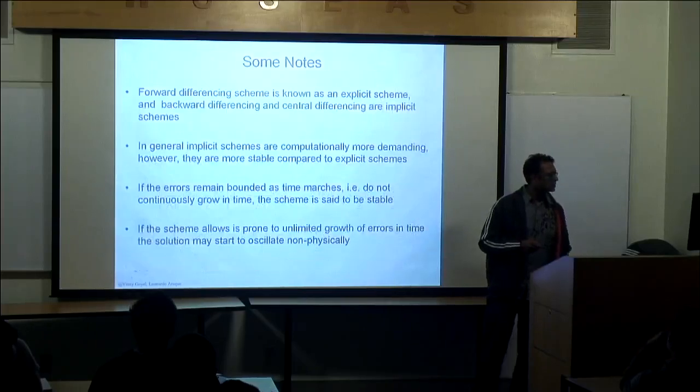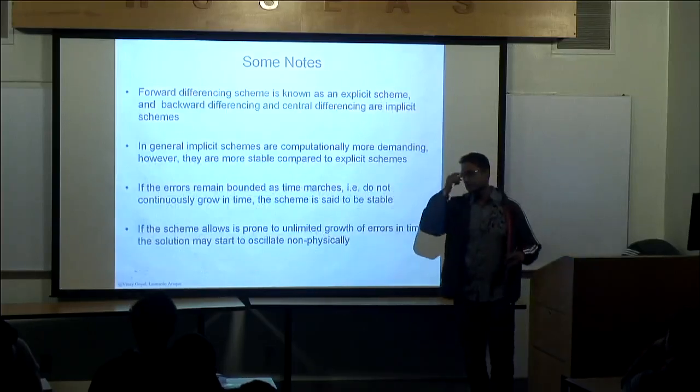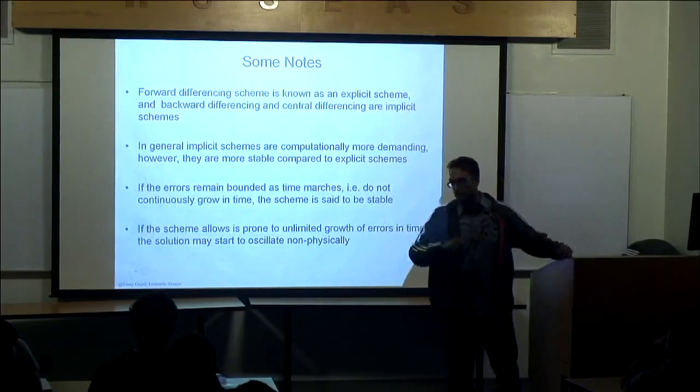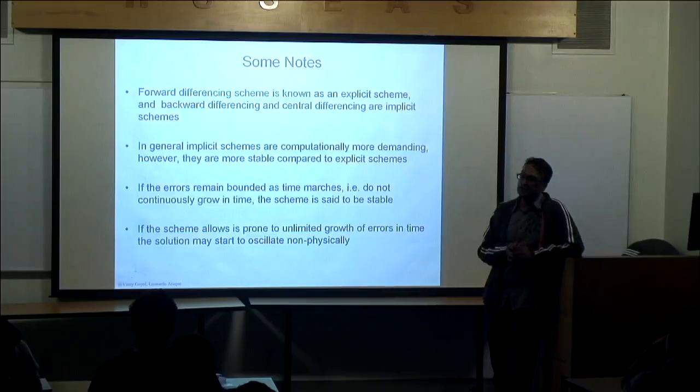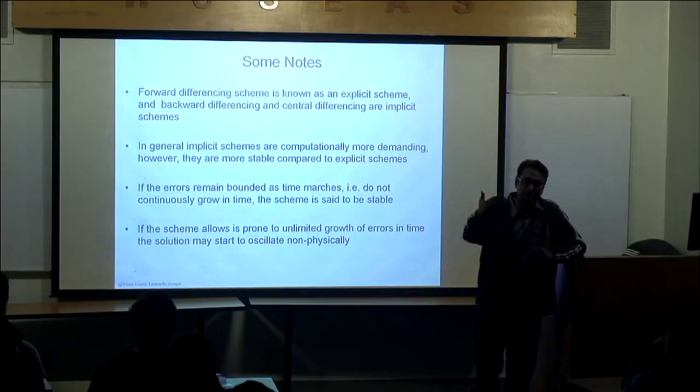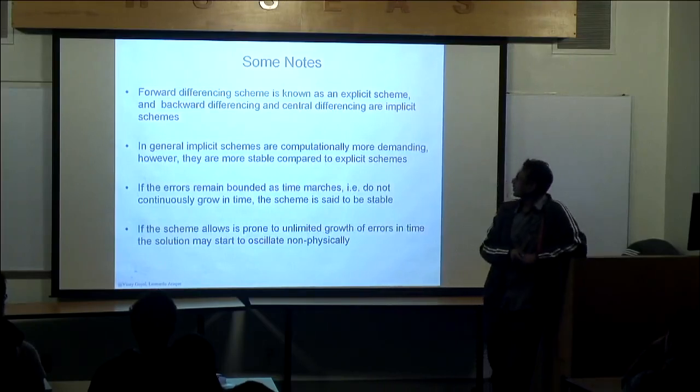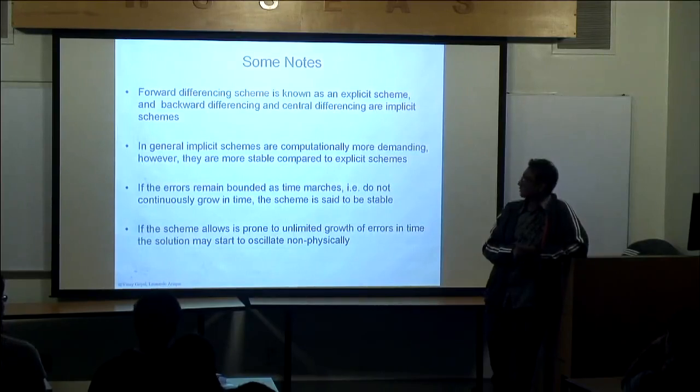All right, so some notes on this, and that will answer some of the questions in the audience right now. The forward difference scheme is known as an explicit scheme. Backward difference and central differencing are known as implicit schemes. In general, the implicit schemes are computationally more demanding, but they are more stable compared to explicit schemes.